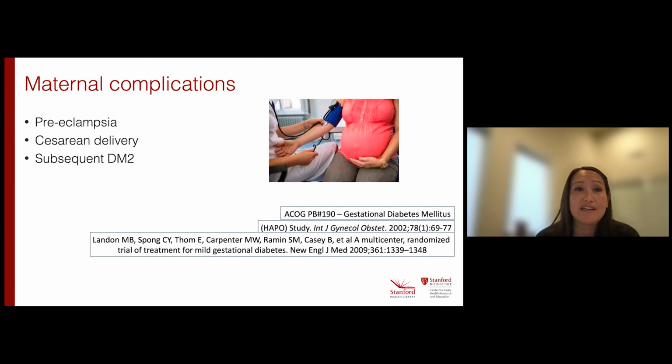So patients who were diet controlled had about a 17% chance of getting delivered by cesarean birth versus 25% who are on medications. And this is versus 9.5% of controls. And then one thing that we always want to tell patients about is their future risk of type 2 diabetes, which can be up to 70% within 22 to 28 years after pregnancy.